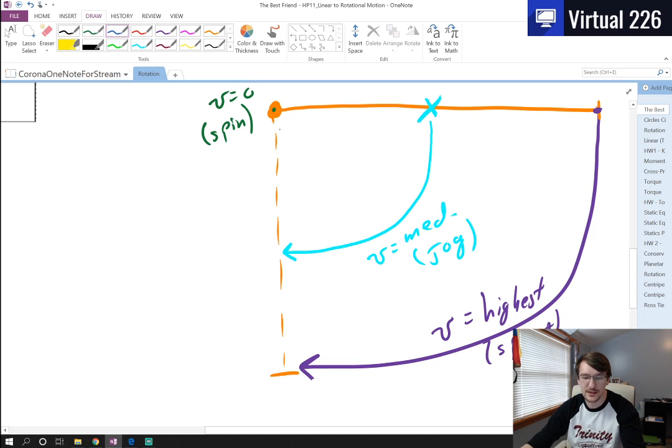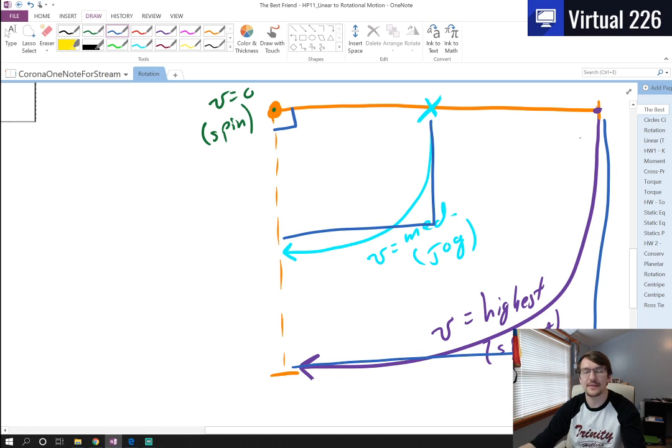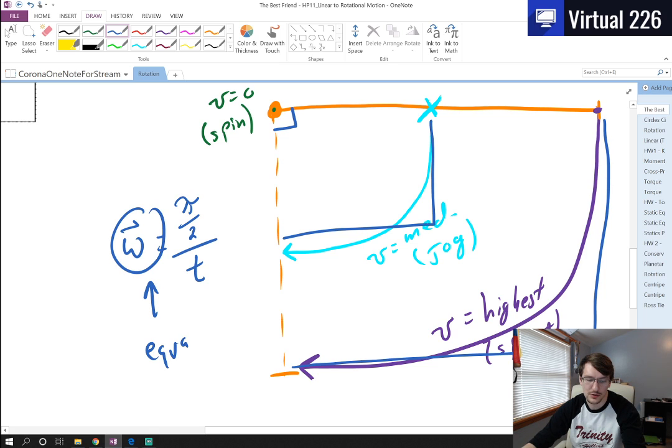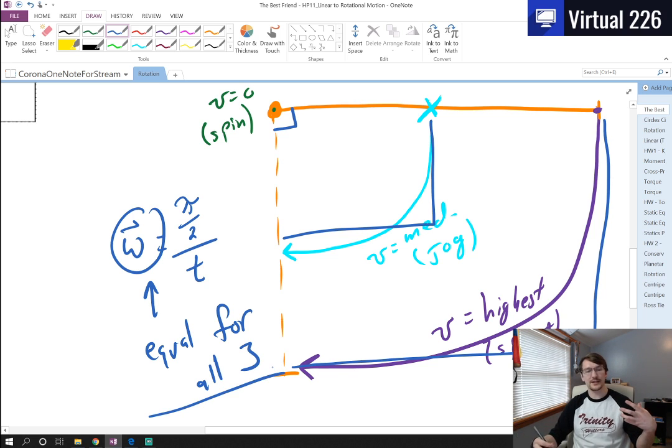But all of these people here, they all have an equal angular velocity. Because if we take a look at this, all of them are moving through that 90-degree angle in the same amount of time. And that means when we think about an angular velocity, all of them are moving through 90 degrees, or pi over 2, in the same amount of time. So this is equal for everybody. It's equal for all three of them, which is a kind of a weird thing to think about.